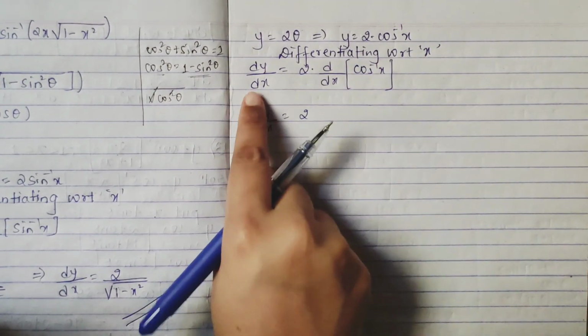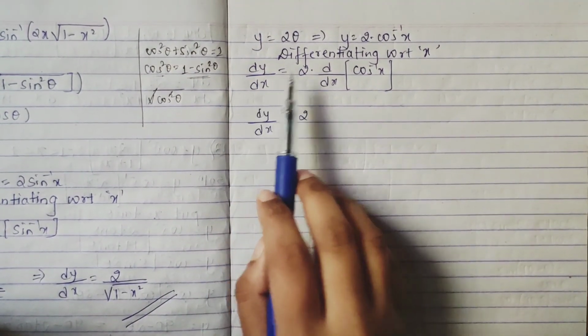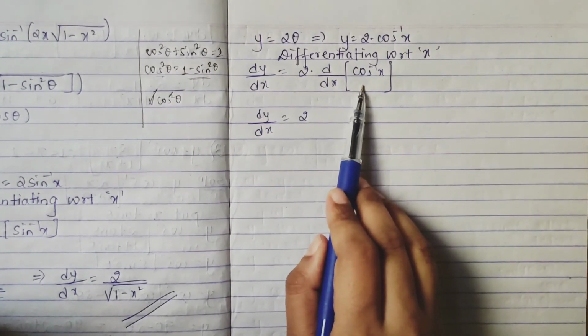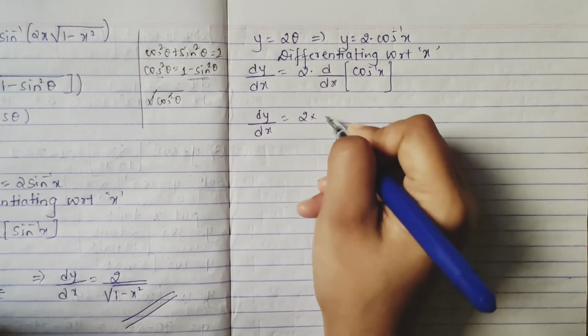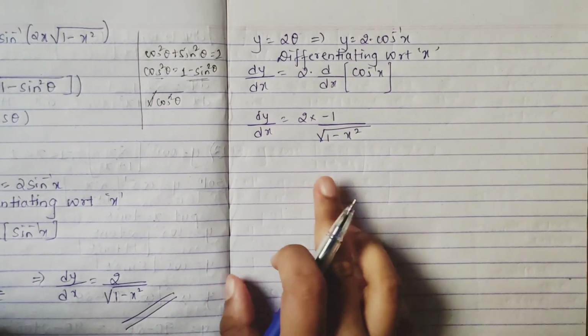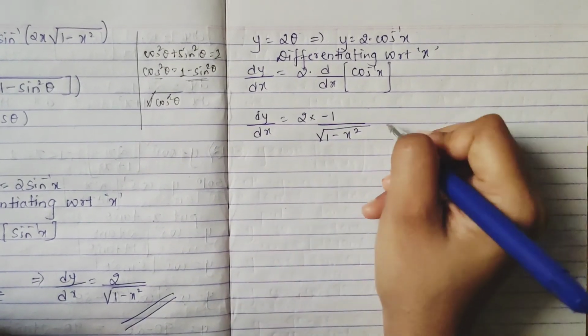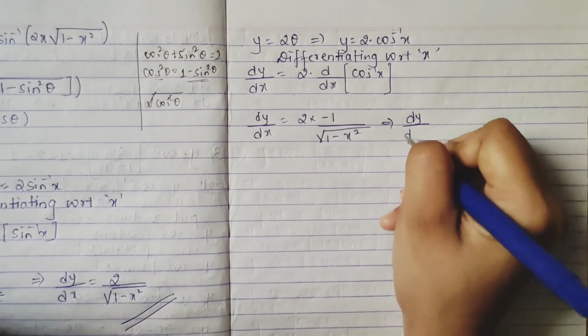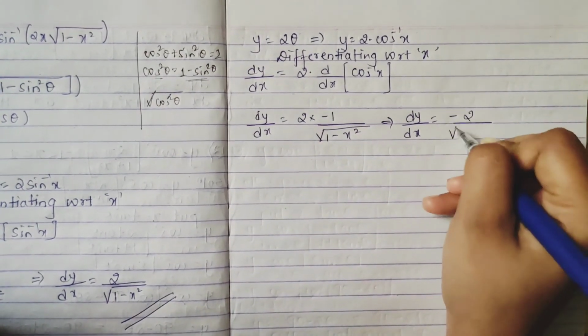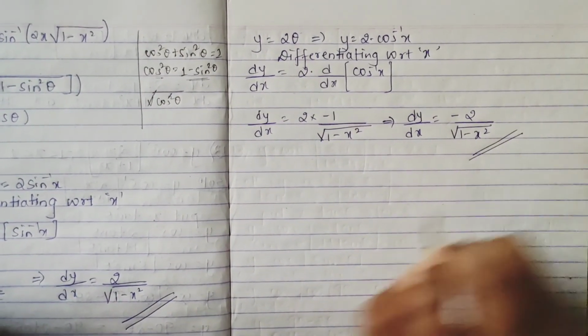Differentiating with respect to x, dy by dx is equal to 2 into dy by dx of cos inverse x. So what is the differentiation of cos inverse x? Yes, it is minus 1 divided by root of 1 minus x square. Therefore, your dy by dx value is what? Minus sign is there. Minus 2 ones are 2, by root of 1 minus x square. So, this is your final answer.